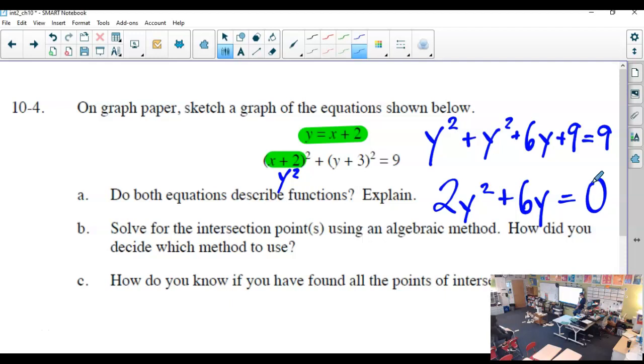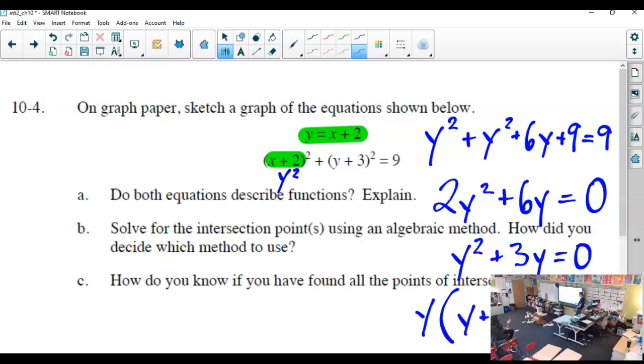This is going to be y equals... Oh, wait. Y plus 3. No, what? Am I right? I don't know what you're trying to tell me to do. No. See, divide by 2 and then you get y squared plus 3y equals 0. That's what I said. That's probably why I got different answers. And then you get a 0 and a 3.